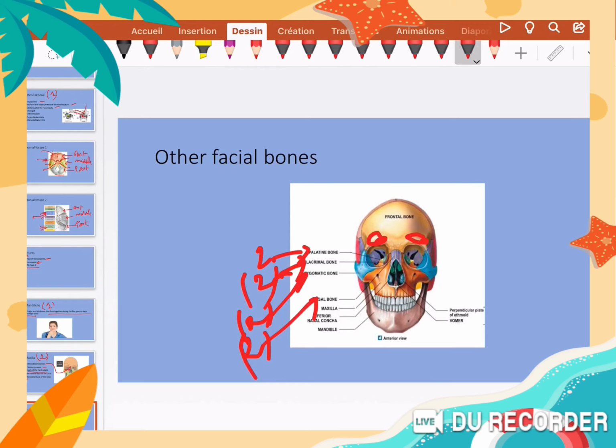Okay, so we finished with the facial bones. Now let's discuss a little bit the auditory bones. The auditory bones are the smallest bones of all the body. I know you heard about it. The three smallest bones of the body are the bones of the middle ear, and they are the malleus, incus and stapes. This is the malleus and stapes.